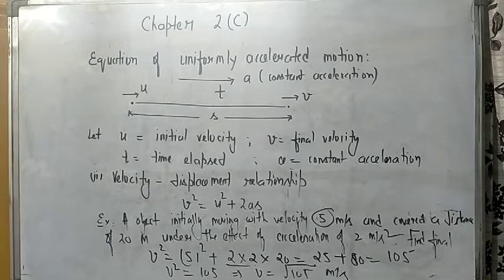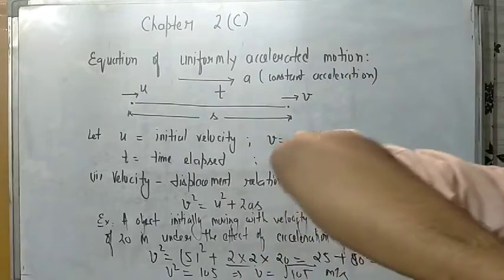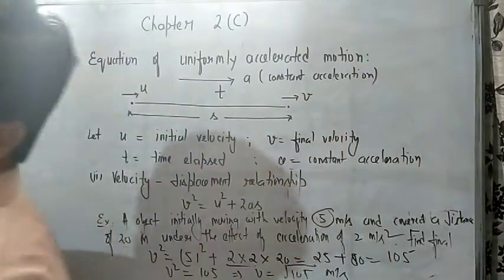Now come to the special cases. If the body is retarding, then what will happen? You have to replace a by minus a. If the body starts from rest, then u is equal to 0. This is the correct explanation.